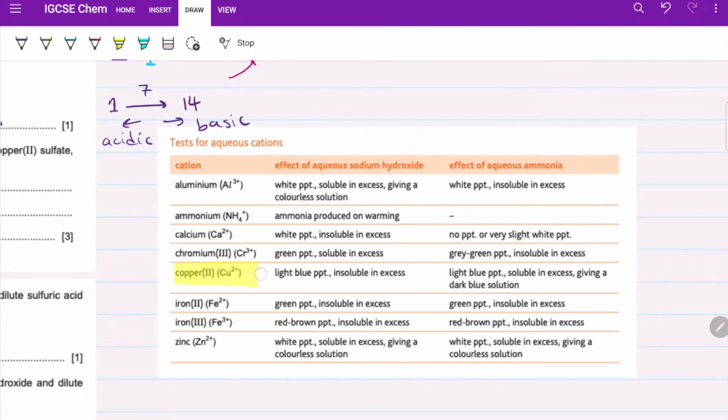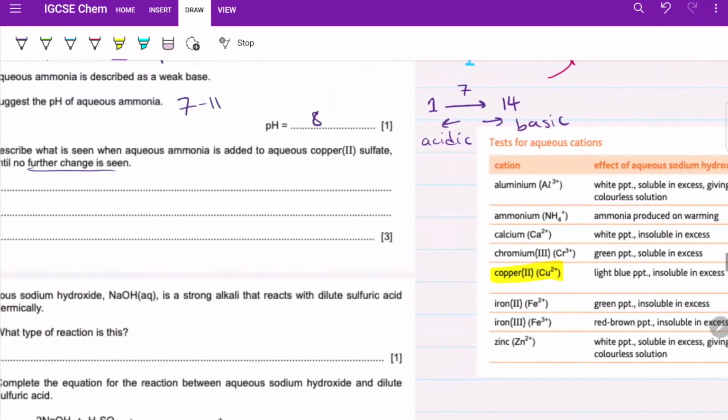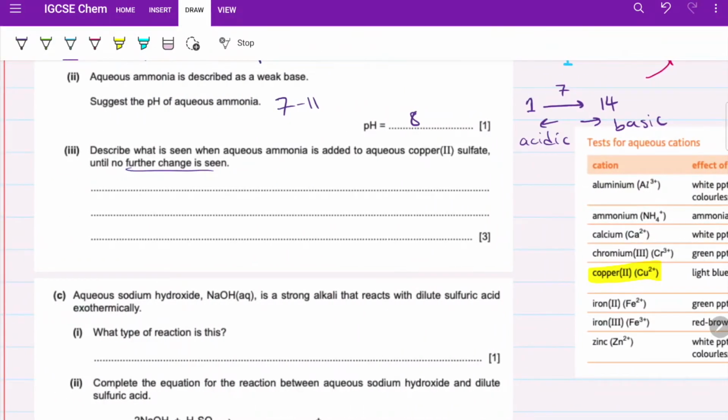So we have copper 2 here, but we're mixing it with aqueous ammonia and not sodium hydroxide. So we have copper 2 sulfate, and we're mixing it with aqueous ammonia. So what's going to happen is you're going to get a light blue precipitate. When you keep adding more, it's soluble. So what happens is that you end up with a dark blue solution. So those are 3 points that you mentioned that will give you the 3 marks.